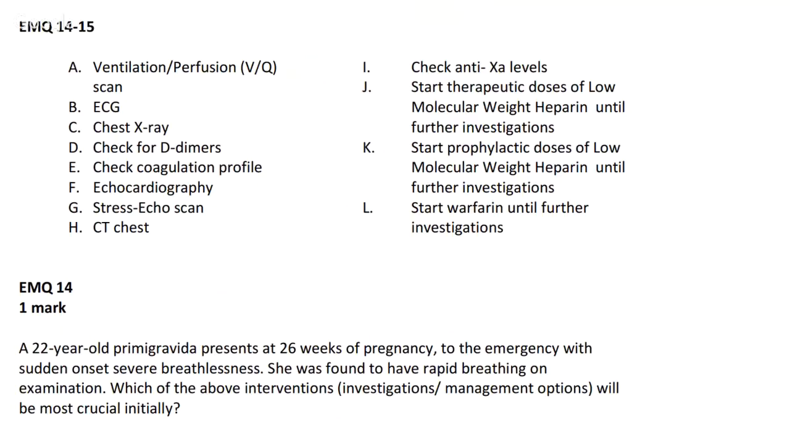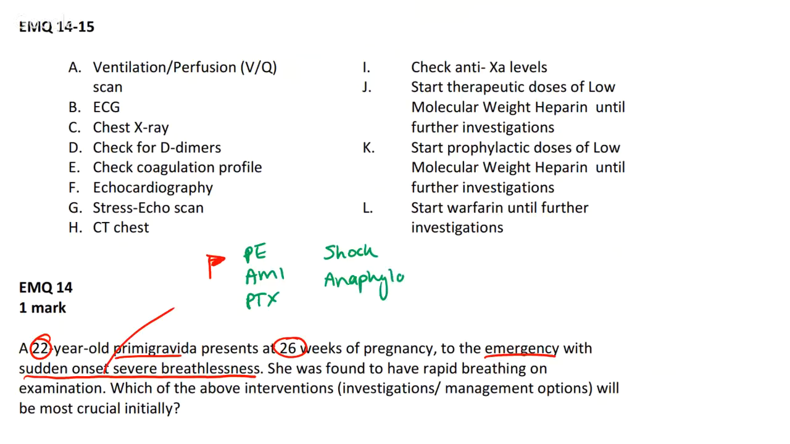So going on to our controversial things. A 22-year-old primigravid, 26 weeks, comes to the ED with sudden onset severe breathlessness. Again, what are our red flag conditions for somebody with sudden onset severe breathlessness, regardless of the age? PE, what else? AMI, what else? Anxiety, that's not a red flag. What else? Pneumothorax, what else? Shock, what else? Anaphylaxis, I guess that comes under shock.